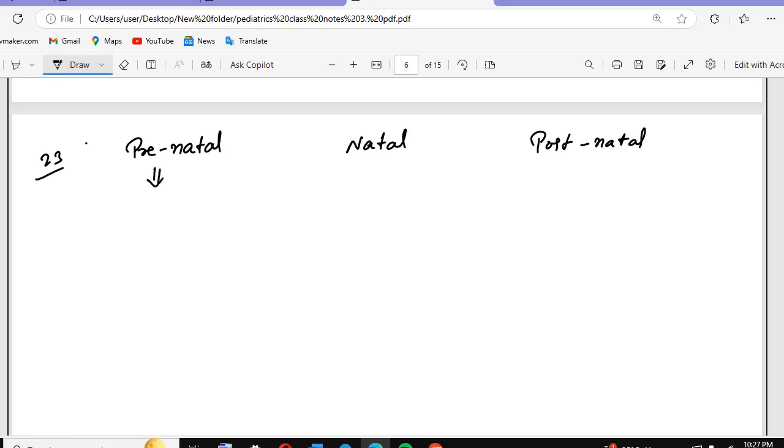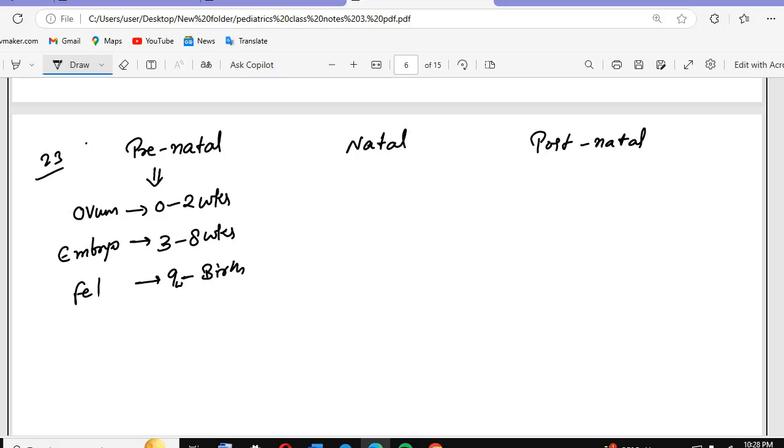In the prenatal condition, we have the period till birth. Prenatal means till birth. There will be the ovum period, when ovum formation occurs, from 0 to 2 weeks. Remember the time interval for the ovum is 0 to 2 weeks. Between 3 to 8 weeks, this is known as the embryo in the womb. Then from 9 weeks to birth, we call this the fetus.